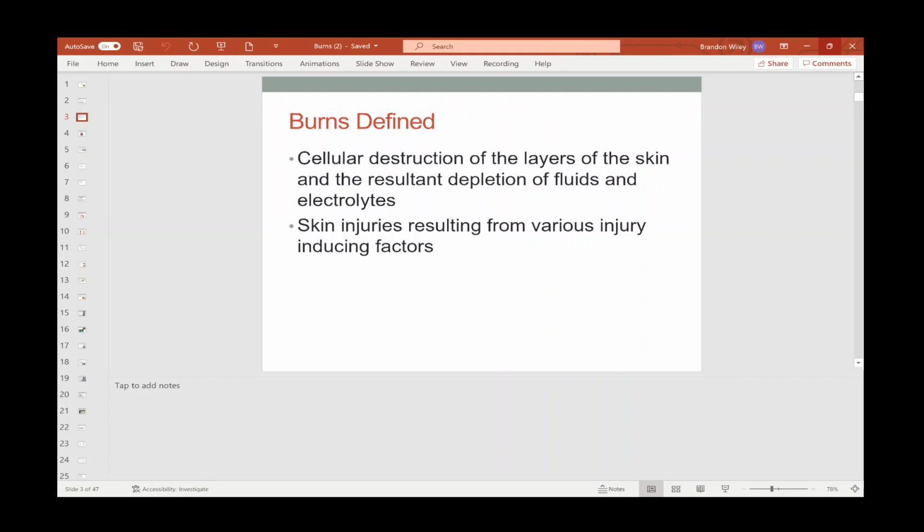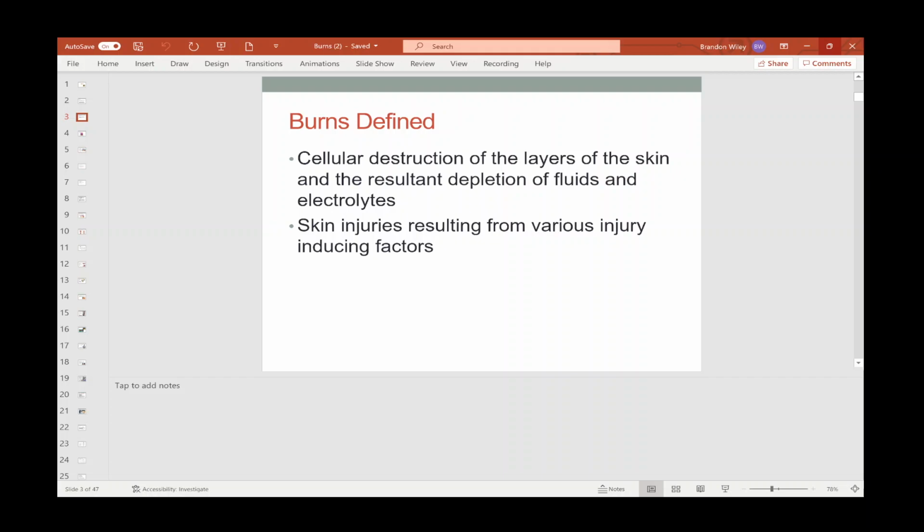It also protects us from what? Infections. It's the largest organ that we have, and it protects us from infection, heat, and cold. So very good. When you destroy that layer of skin, it sets you up for all those things we just talked about. You're not able to regulate, you're not able to be protected from infection, and it also depletes those fluids and electrolytes when you destroy tissue. So we'll get into that in just a few minutes.